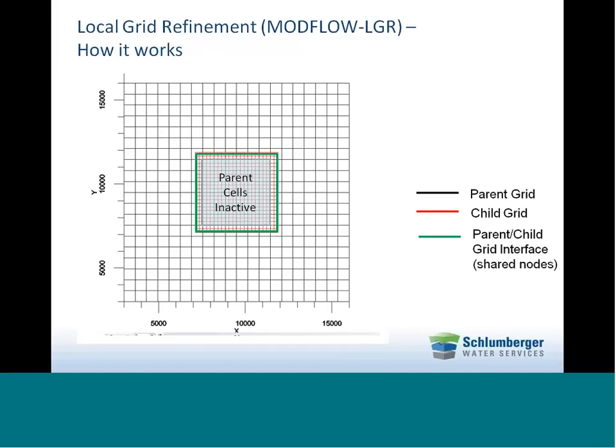The green square or rectangle that you see on the screen, that's what we refer to as the parent and child grid interface, where you have some shared nodes between the parent and the child grid. This is also where the flow and head boundaries are calculated if you want to take either the child or parent grid model and run those independently. That's where the head package is created for that.